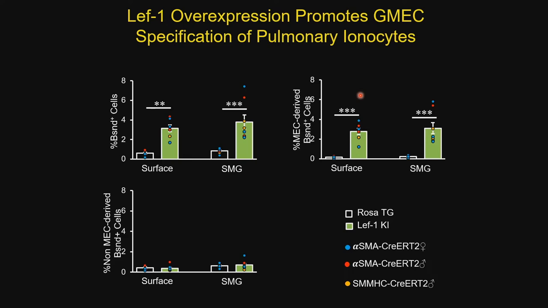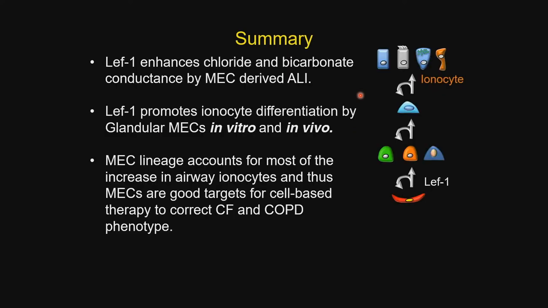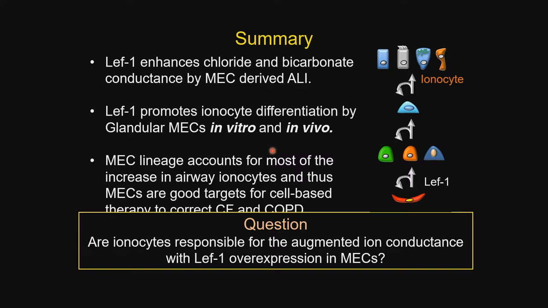All right. In summary, what I have shown so far is that LEF1 enhances chloride and bicarbonate conductance by myoepithelial cell-derived ALIs. LEF1 promotes ionocyte differentiation by glandular myoepithelial cells in vitro as well as in vivo. And myoepithelial cell lineage accounts for most of the increase we see in airway ionocytes. All right, we had another question. So are ionocytes responsible for that augmented ion transport that we saw with LEF1 overexpression in myoepithelial cells?